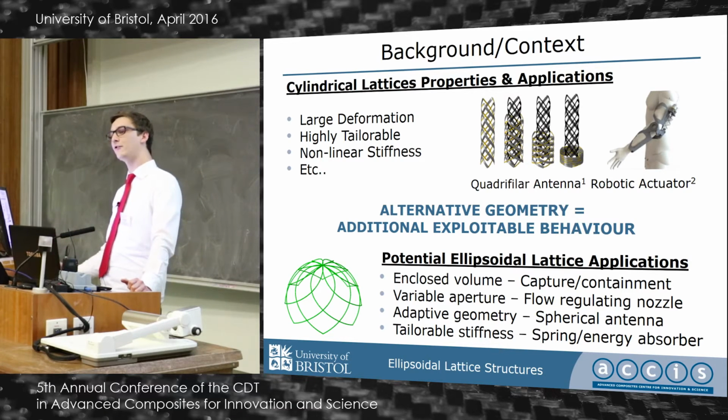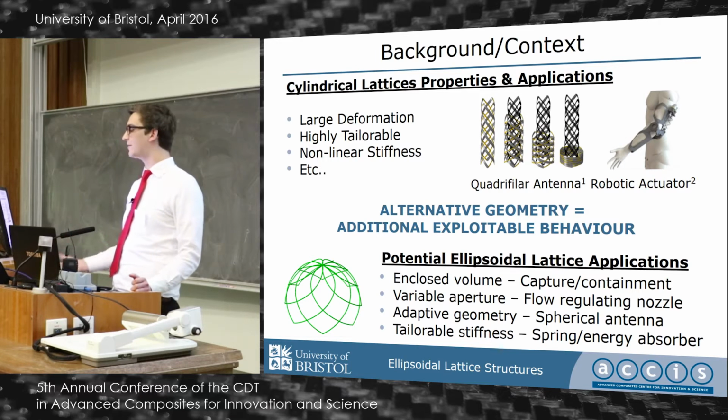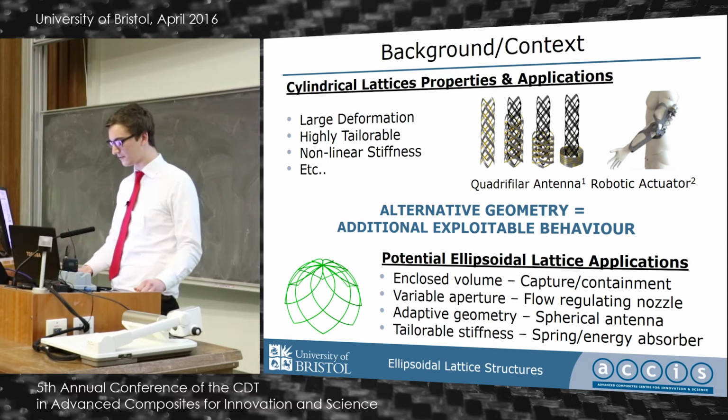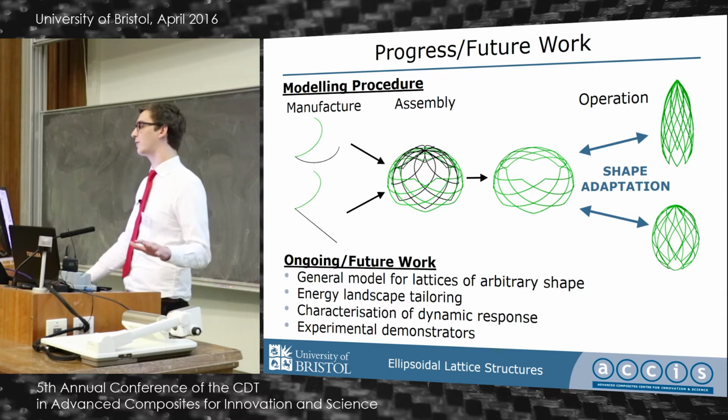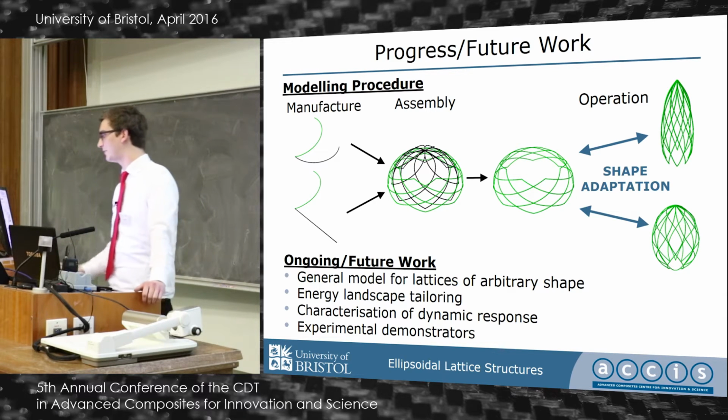We have flow regulating nozzles from the variable aperture. We can get spherical antennas from the adaptive geometry, and we can also use them for springs/energy harvesters for the tailorable stiffness. So where's my project been going? What have I been doing? Well, I've spent most of my time modeling these ellipsoidal lattice structures, and there's three stages basically.